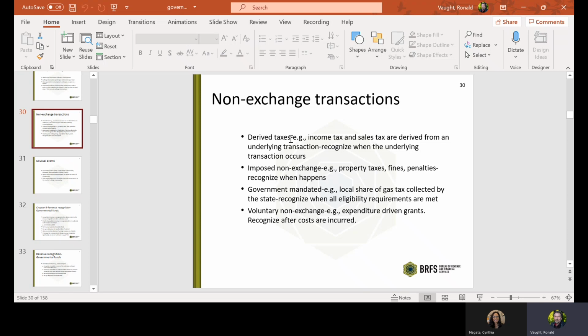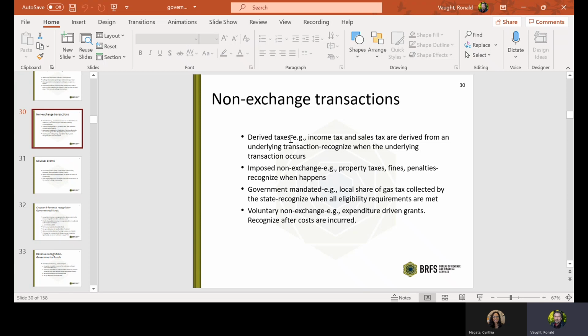So imposed non-exchange, like property taxes and fines and penalties. So there really isn't as tangible a connection like you got with income taxes, but property taxes. Here it's kind of weird because we have assessed value rather than real market value that the tax is based on. No, my assessed value is way below the market value of my house.